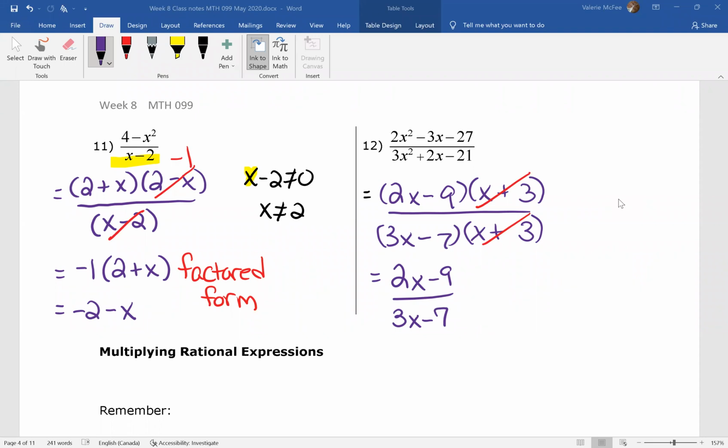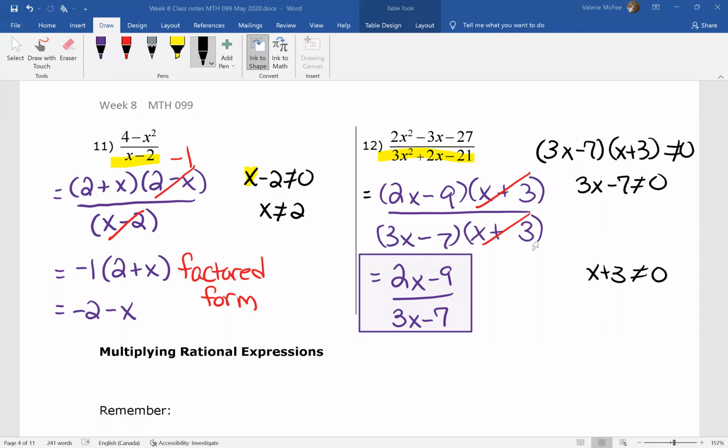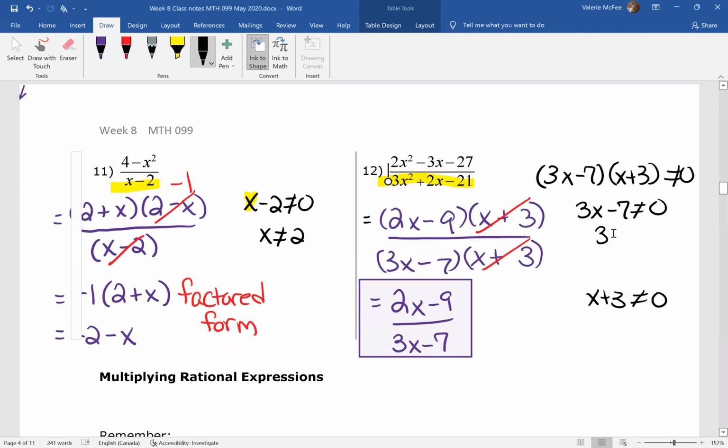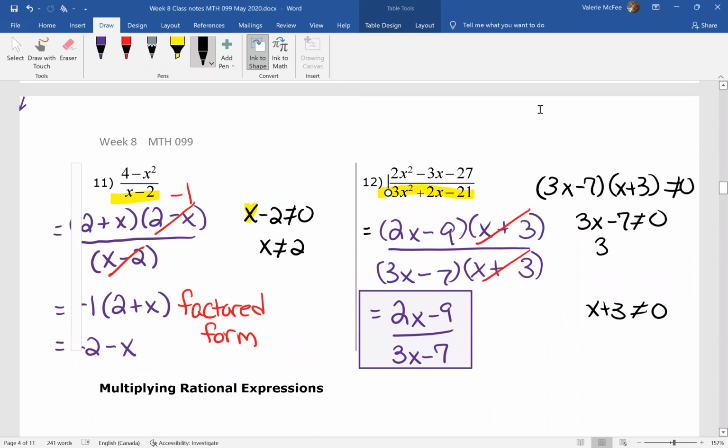Again, you should have been able to factor the numerator and the denominator. If this is difficult for you, more practice is needed, or perhaps you need to make an appointment and speak with me. So here's our expression in simplest form. And one final reminder, when you're looking for restrictions, you are only saying the denominator cannot equal 0. So we see that x cannot equal 7/3 and x cannot equal -3.